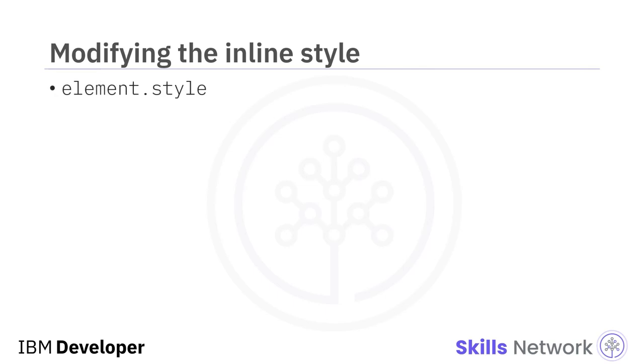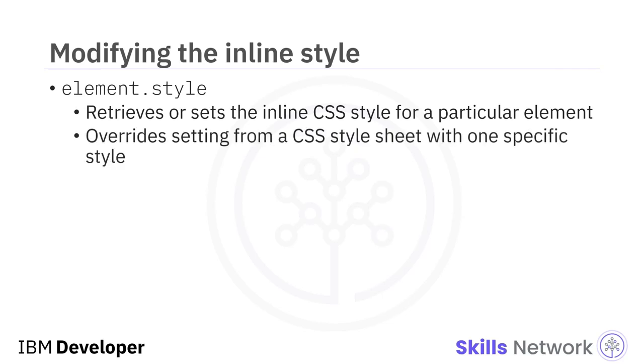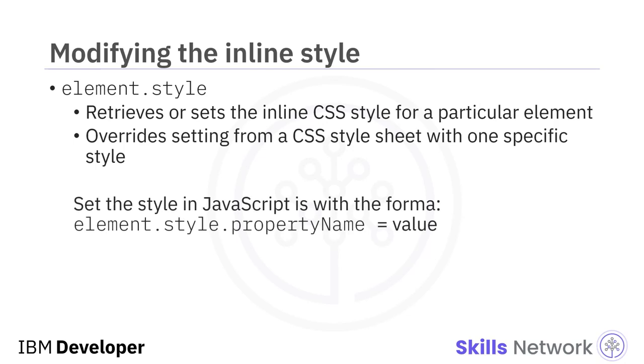You can use the element.style property to retrieve or set the inline CSS style for a particular element. If you use element.style to set the style of an element, it overrides any setting from a CSS style sheet with one specific style. The way to set the style in JavaScript is with the format element.style.propertyname=value.